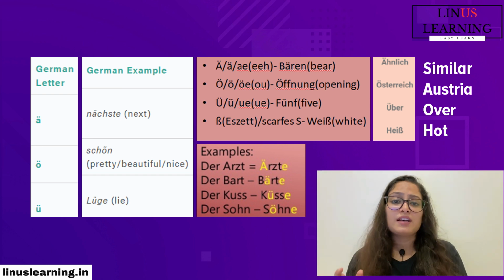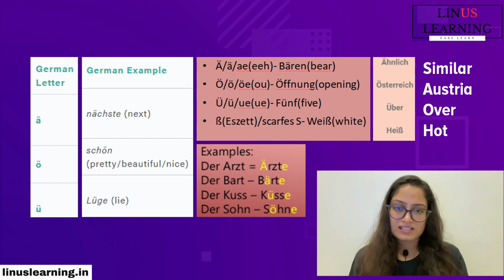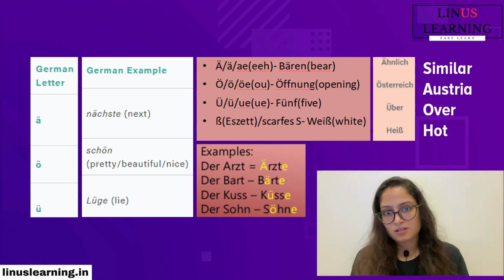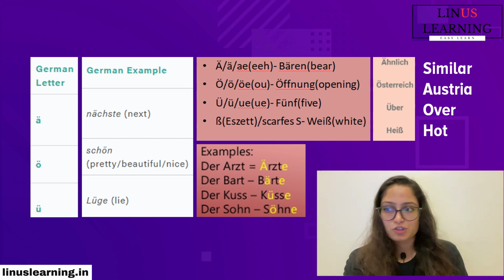But if I ask you what's the alphabet for it, you will say S set. Like in Z, it was just set, right? But in this beta sign, what we call S set, the alphabet is S set. Okay, so let's read something about the German umlauts.